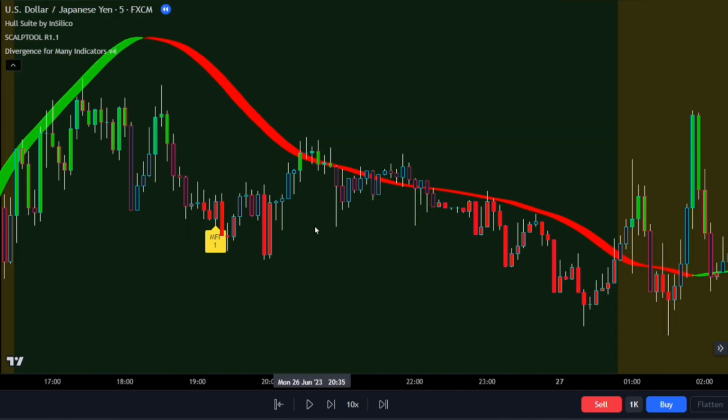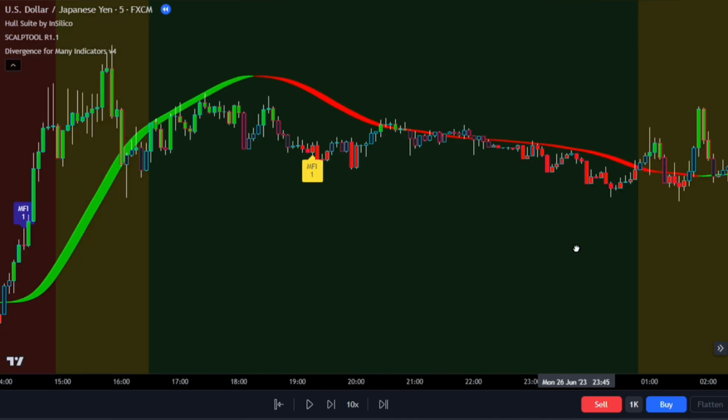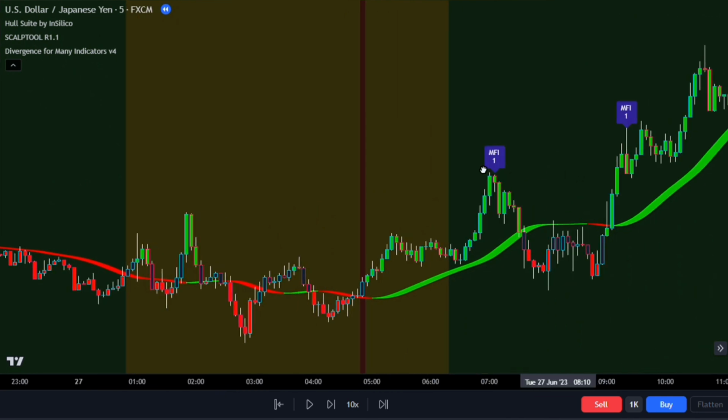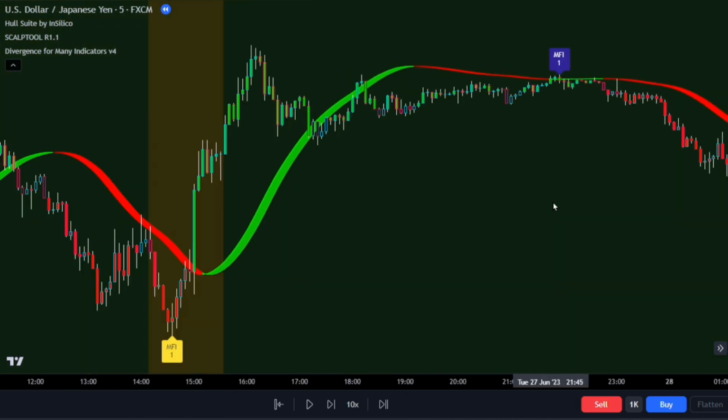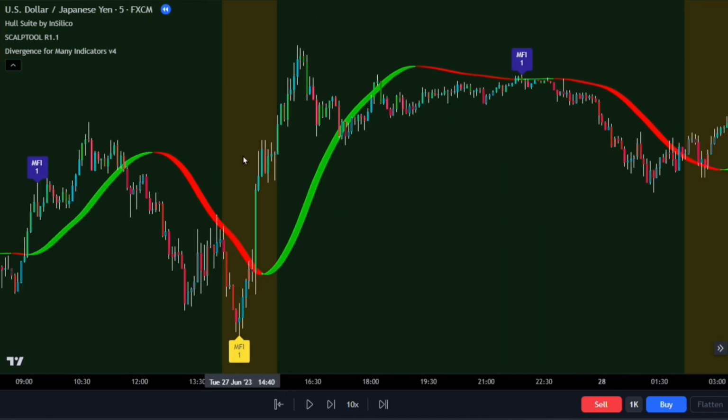Now you can notice that if you follow these rules correctly, we would have been very profitable on the market, as our rules also avoid taking bad trades. Moving on, there was no confirmed signal at this bullish background. And again here, no confirmed signal.